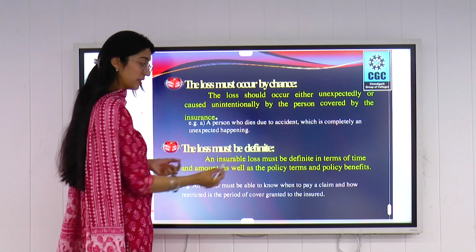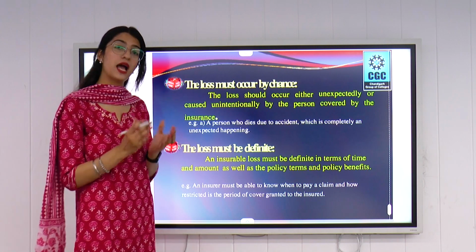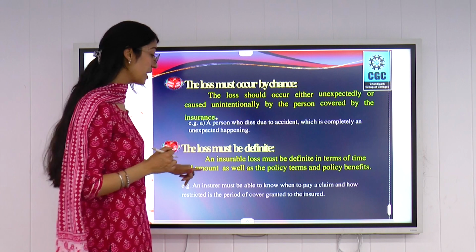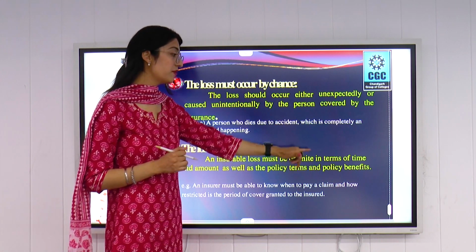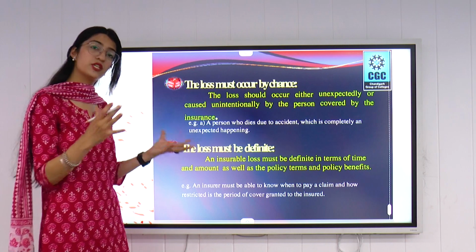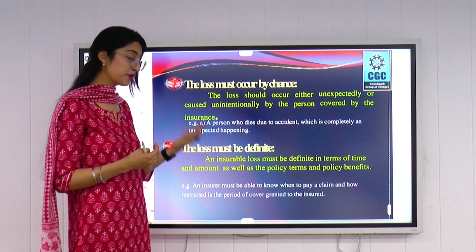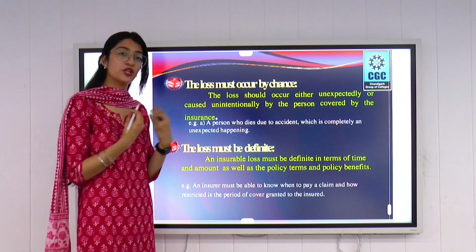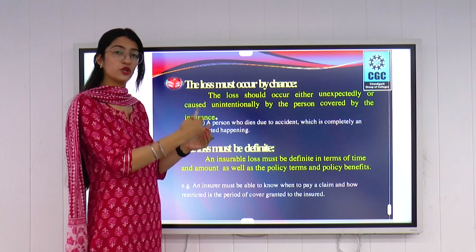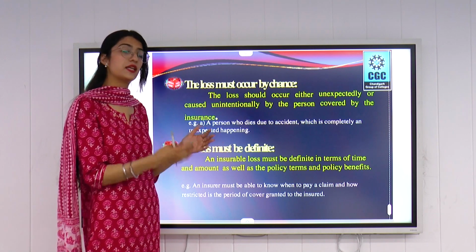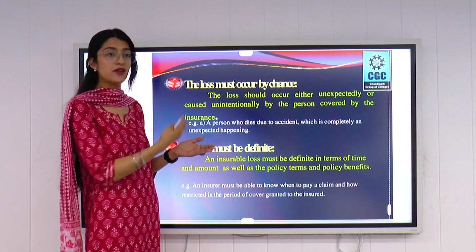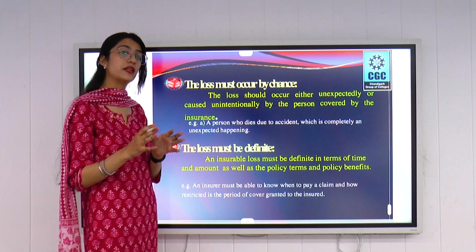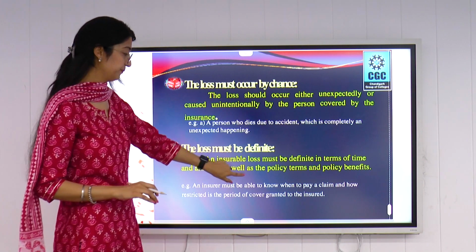The loss must be definite. We should know, if any loss is happening, how much the actual loss will be. The insurable loss must be definite in terms of time and amount, as well as the policy term and the policy benefit. So how much time of coverage am I getting: 20 years, 10 years, or 1 year? Secondly, exactly how much loss will I have? If I am not able to determine the loss amount, how much damage will occur if this happens? For fire insurance, if there is a fire, I calculate the total amount of all the assets in the building to know how much the loss will be. That must be definite. If it is not definite, then the company will not give you the insurance.